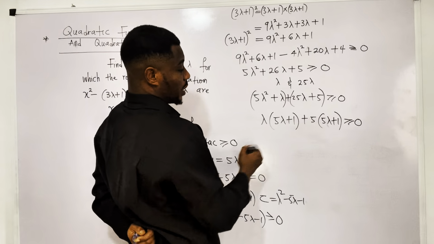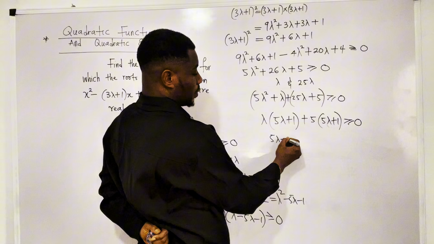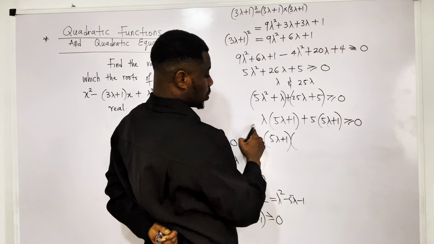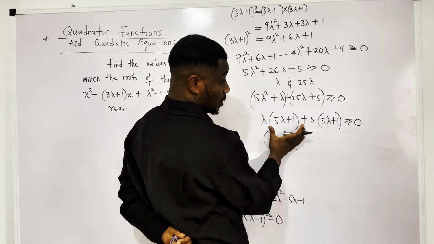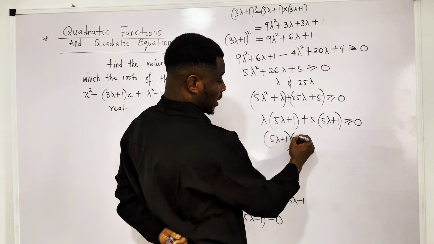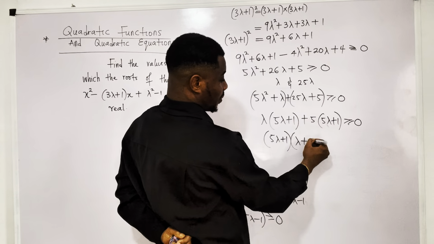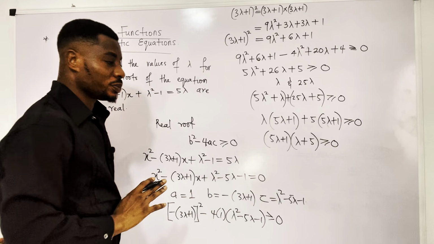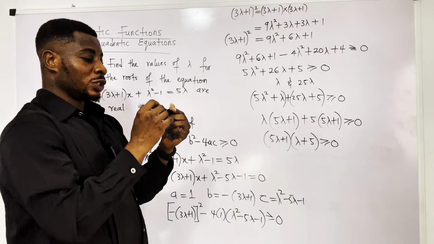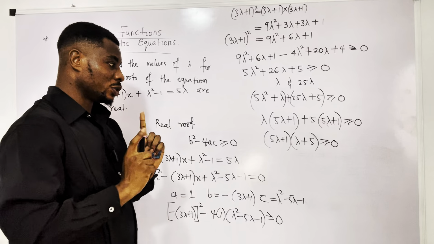So at this point, we'll have 5 lambda plus 1 multiplied by what is left. 5 lambda plus 1 is here, and 5 lambda plus 1 is here. If I factorize it, we'll be left with lambda here and 5 here, greater than or equal to 0. So at this point, what do we do? This is what we do.